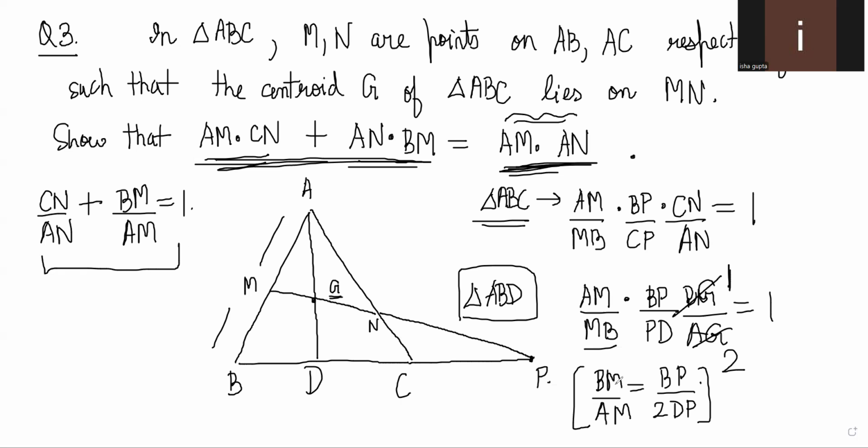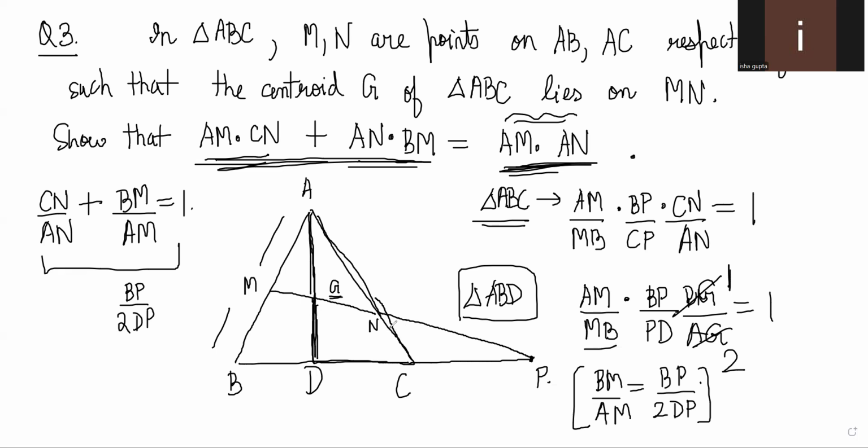And I already have BM by AM is BP by 2DP, right? So BP by 2DP here. And can I also say something about CN by AN? Maybe we can. So now think about it. Now I have to do Menelaus on a different triangle, triangle ADC. That will give us CN by AN because that will connect it to AG and GD again.